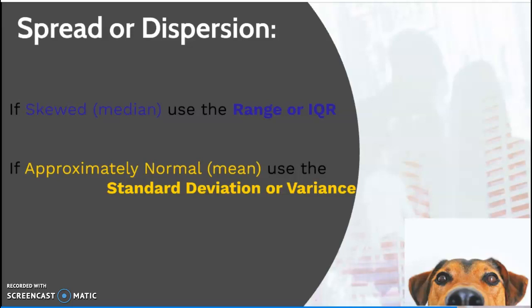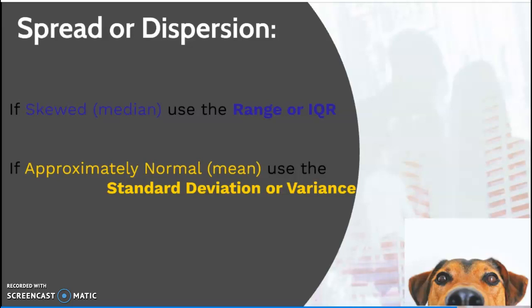So if your data is skewed, you must use the median, and then your spread or dispersion, how wide your data is, would be calculated by the range or the IQR, which stands for interquartile range. If your data is symmetrical or approximately normal, you would use the mean, and if you're using the mean for center, the measure of spread that goes with that is the standard deviation or the variance, and those two are basically related to each other mathematically, so it doesn't really matter.